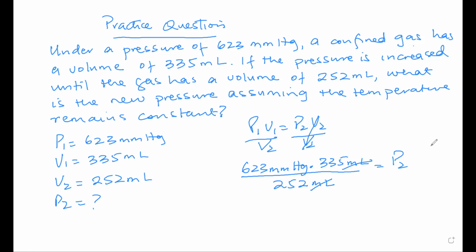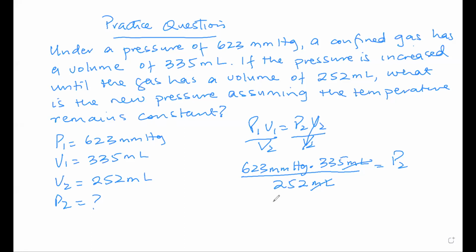Then for P2, we plug it in the calculator. P2 is equal to 828, three significant figures again. 828 millimeter mercury, because that's the unit of pressure. That's it. Hope you did it right.